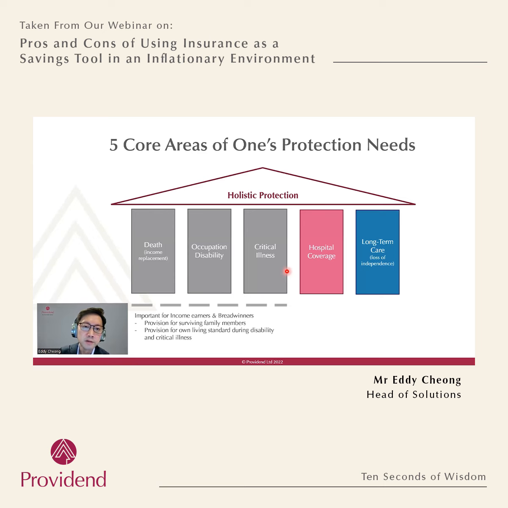And occupational disability and critical illness are basically to protect the income earner's livelihood, because in the event of critical illness or inability to work, his or her livelihood will be affected, and therefore it's necessary to protect one's income using these first three pillars. Next, hospital coverage is something that we are very familiar with. It provides for medical treatment in private or public hospitals, such as the integrated shield plans that we have, as well as long-term care to provide for caregiving costs in the senior years.